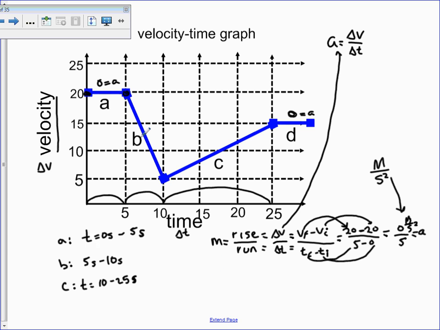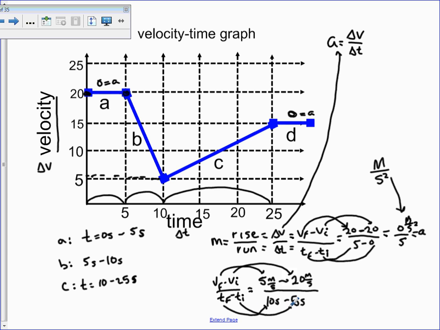Now let's do it for part B. We want to do the same thing: the v final minus the v initial divided by the t final minus the t initial. So what's our v final for 5 to 10 seconds? At 10 seconds, our v final is 5, so I'm going to put 5 meters per second. Remember, that's the unit for velocity. Minus 20 meters per second. Now we're going to divide by our time interval. Time final: is it 5 or 10? Well, 10 happened last, so 10 seconds minus 5 seconds.